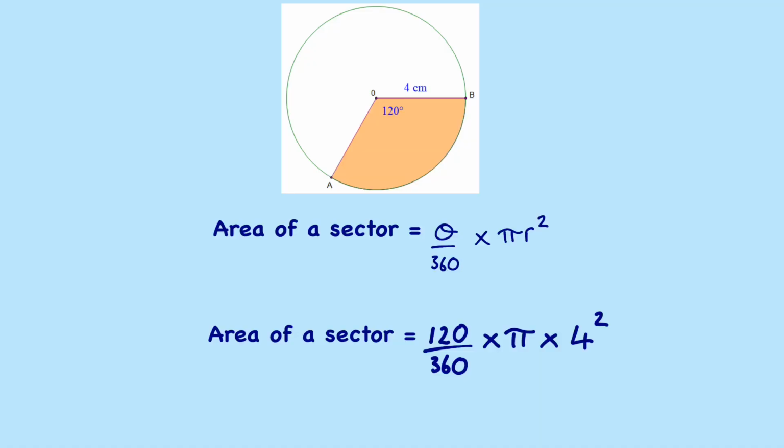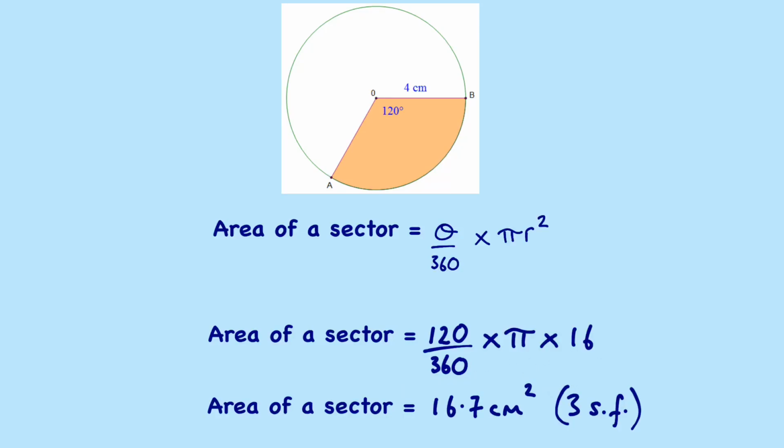Now once you substitute in your values, just remember, according to BODMAS, we would do the powers first, so just sort this out first. So square the radius first of all, which is 16. Then if you type this all into your calculator, you'll get the area of a sector to be 16.7 centimeters squared to 3 significant figures.